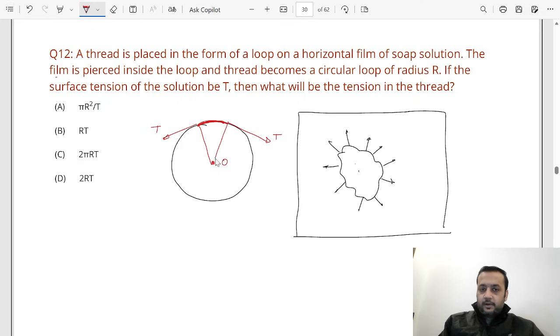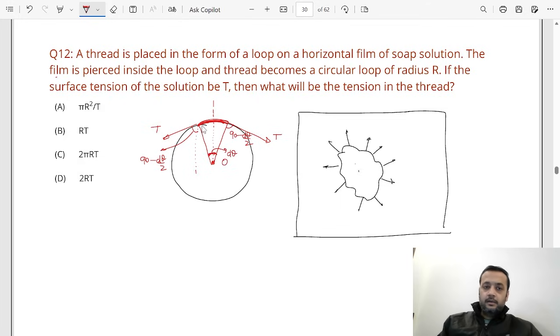Let us say that this small elemental part of the loop subtends an angle d theta. If I draw the y axis here, this half angle will be d theta by 2. So this angle will also be d theta by 2, which means this angle will be 90 minus d theta by 2. According to the same logic, this angle will also be 90 minus d theta by 2. The total angle we had called d theta.